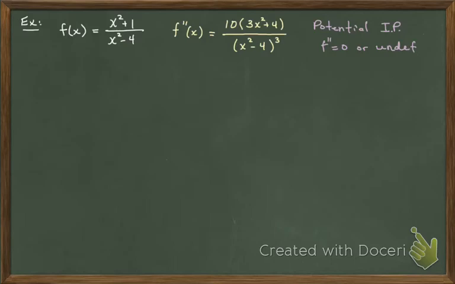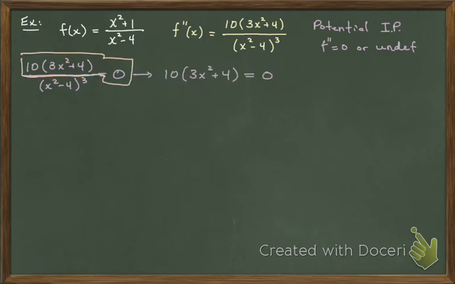So I'm looking for the potential inflection points from the second derivative. So I set that second derivative equal to 0. A fraction is 0 when the numerator is 0. So I set 10 times (3x squared + 4) equal to 0. And both of those quantities, both the 10 and what's in parentheses there, 3x squared + 4, are positive always. I can't plug in anything for x and somehow make 3x squared the same as negative 4. This is never going to be 0.